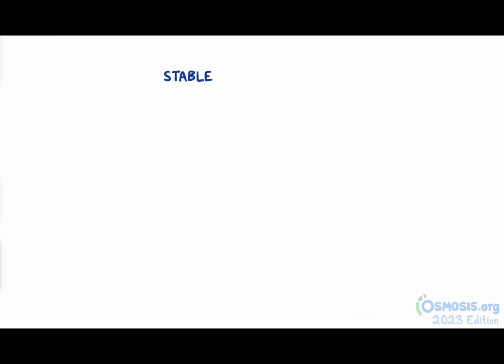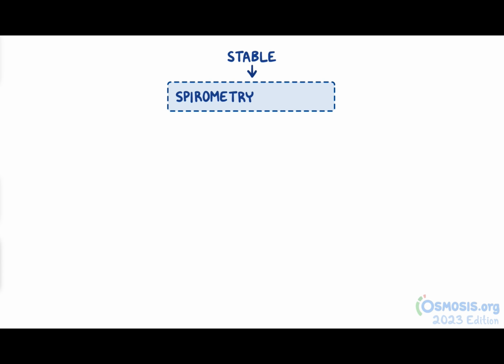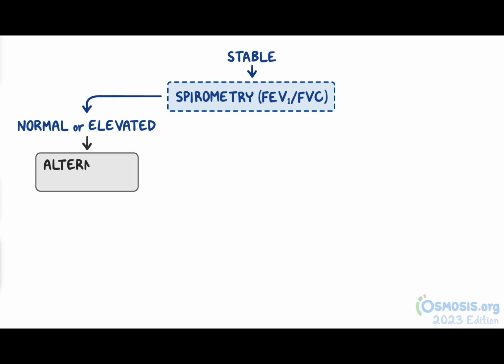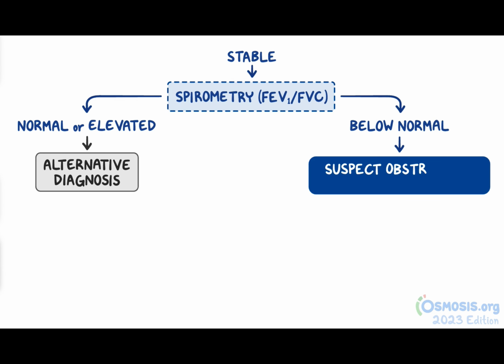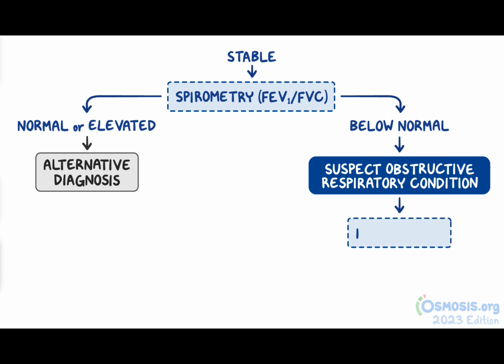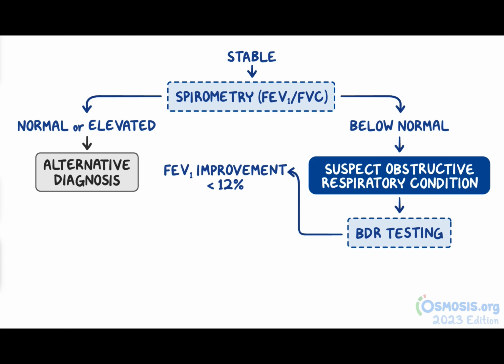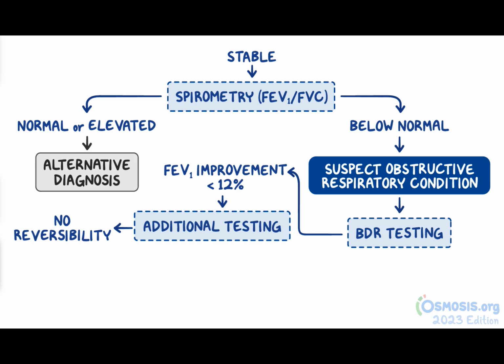On the other hand, if your patient is stable, obtain spirometry and calculate the patient's FEV1 to FVC ratio. If the ratio is within the normal range or elevated, consider an alternative diagnosis. On the other hand, if the ratio is below the normal range, suspect an obstructive respiratory condition and proceed with BDR testing. FEV1 improvement of less than 12% requires further investigations. If additional testing reveals no reversibility of airway obstruction, consider an alternative diagnosis. However, if reversibility is present, then you can confidently diagnose asthma.